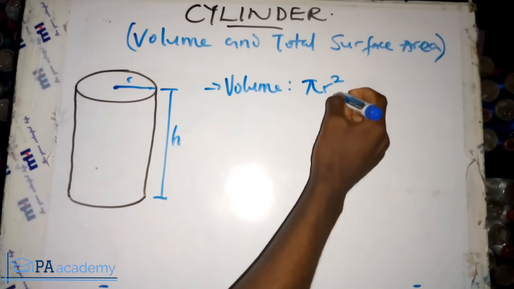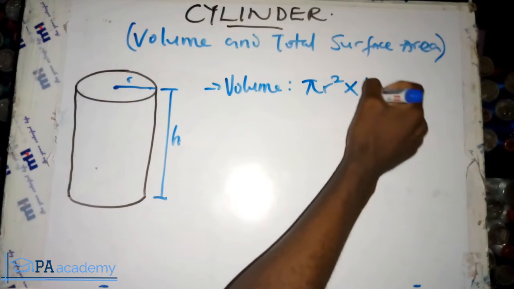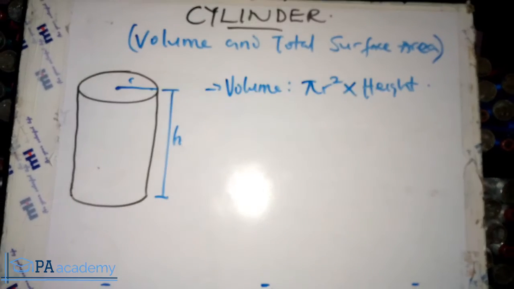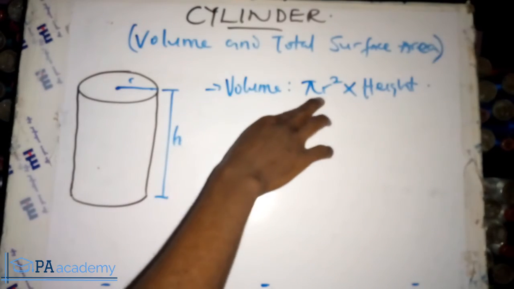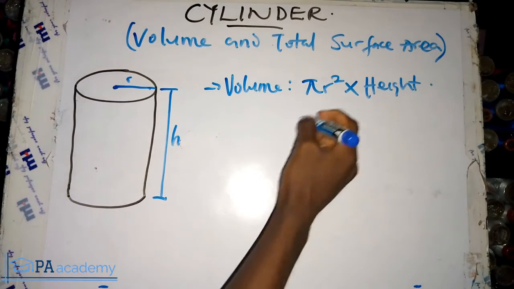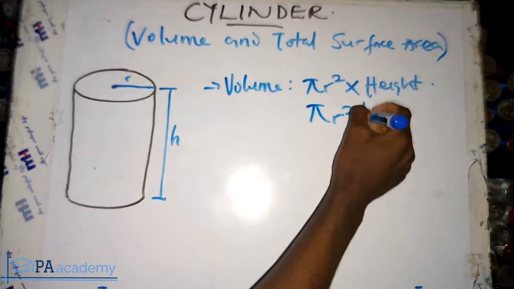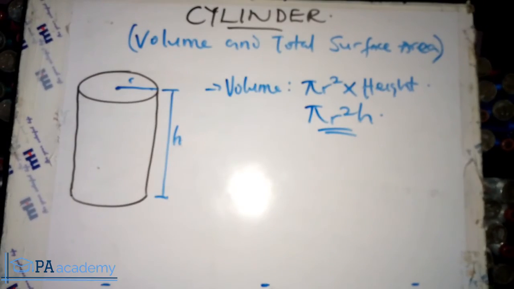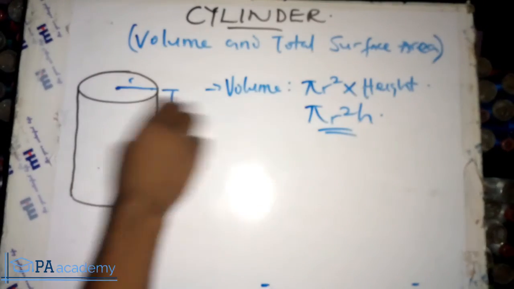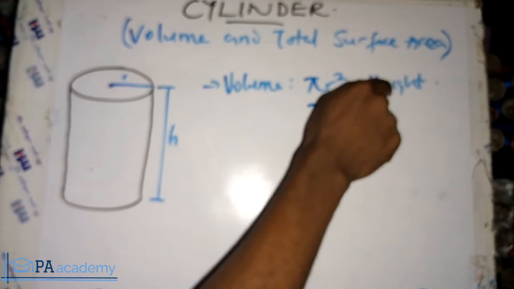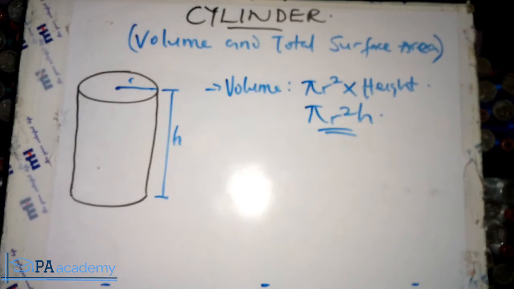pi r square times the height. So the pi r square, that's the area of the circle, times height. So you have it as pi r square h. This is the formula you use when you want to get the volume of a cylinder. And don't forget, when you are done with your calculation, always add your units in cube. When we do an example, you will understand what I'm talking about.